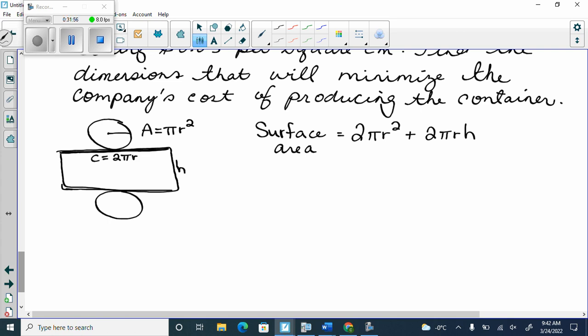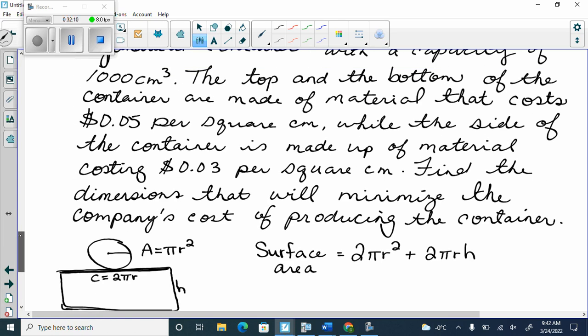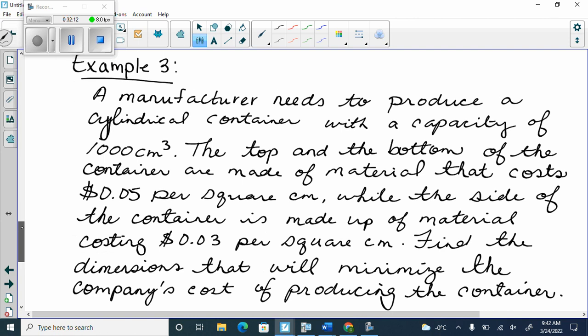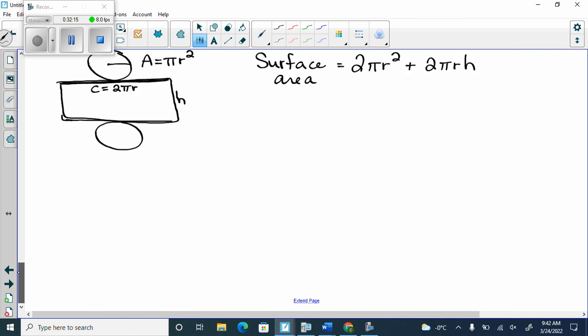What's my problem again? Too many variables. I need to get rid of the h. So, what did they give me? I think they gave me the volume. The volume is 1,000 centimeters cubed. So I know 1,000 centimeters cubed equals the volume of that, which is pi r squared h, which they would give you as the formula for the volume of a cylinder. I really wanted to say cone, but that's not a cone.